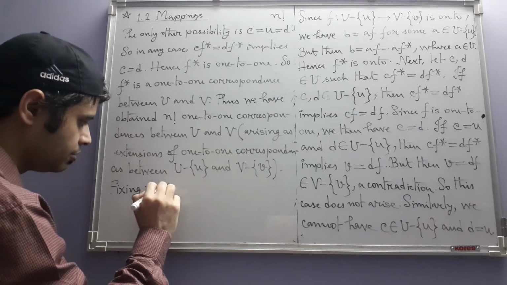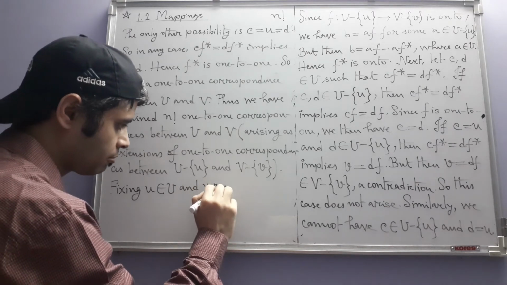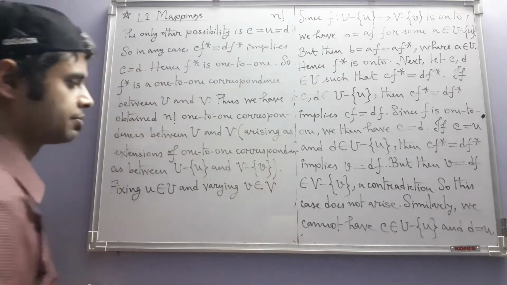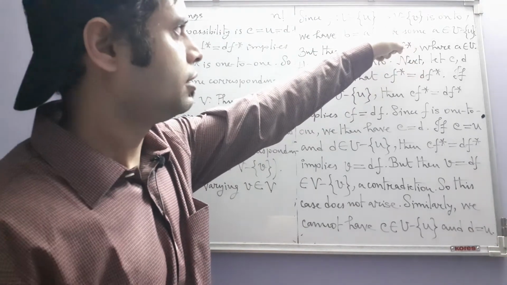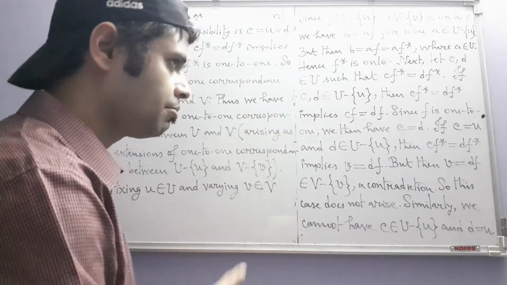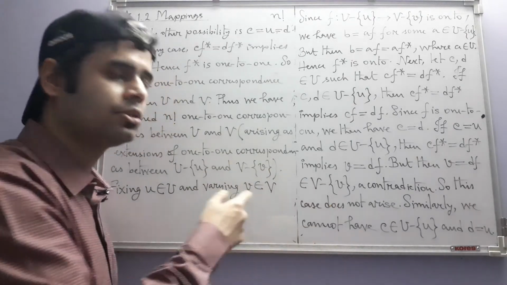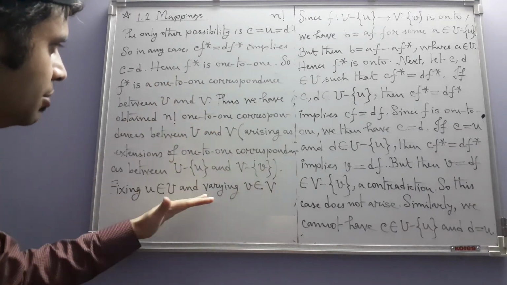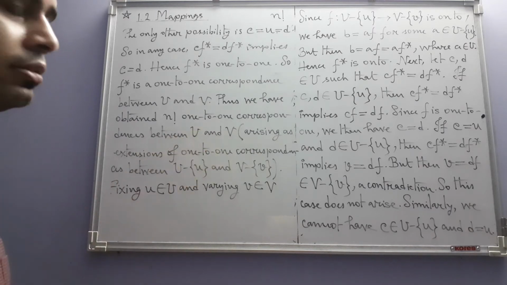Fixing small u belonging to U and varying small v belonging to V. How many possibilities for v are there? In capital V, there are n plus 1 elements. So there are n plus 1 possibilities for small v. Small v can be any one of those n plus 1 elements, and each such choice would give me n factorial one-to-one correspondences between U and V.